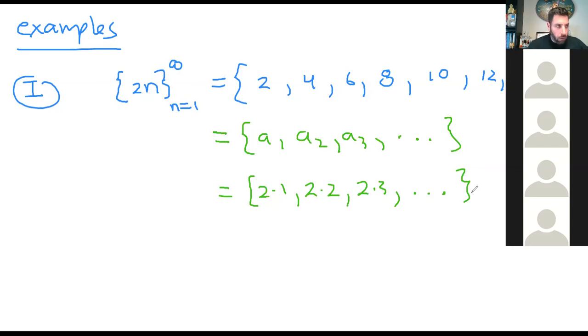So a way of thinking about this that's even more clear is, look at the nth term. It satisfies a sub n has the explicit formula, it's 2 times n.